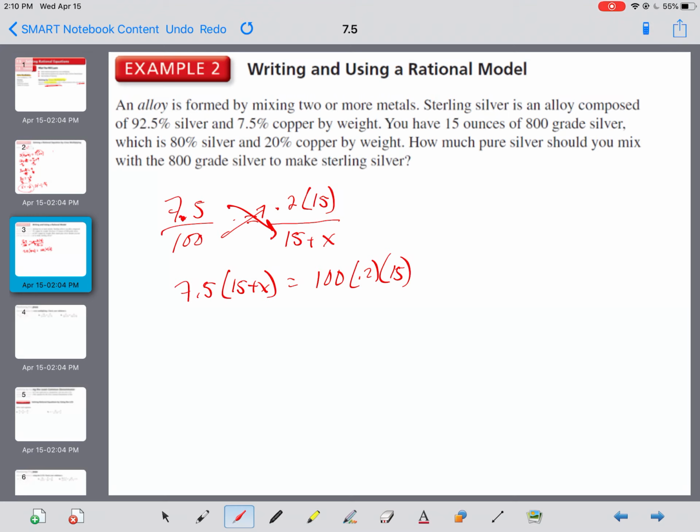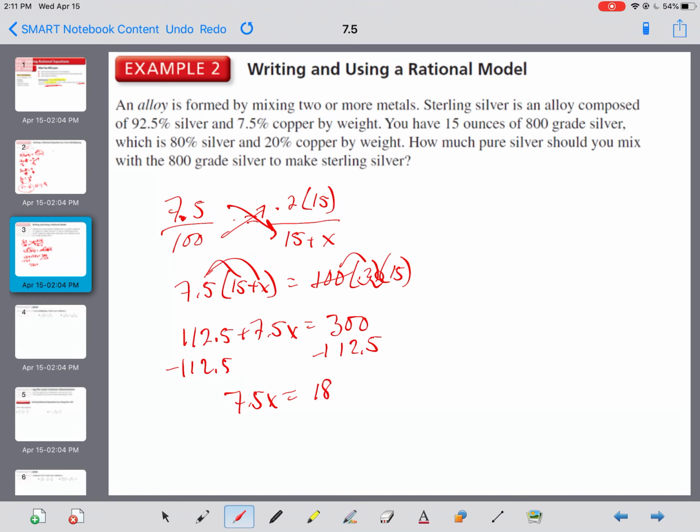7.5 times 15 plus x equals 100 times 0.2 times 15. So that's 7.5. Well, let's just go ahead and do that multiply, right? 7.5 times 15 is 112.5, and 7.5 times x is 7.5x. We multiply these together. That moves the decimal place twice, which makes it 20. And 20 times 15 would be 30 with a 0, so that would be 300. Subtract the 112.5.